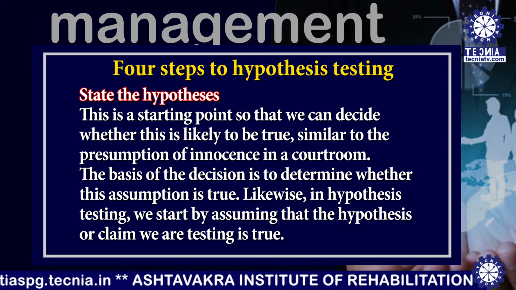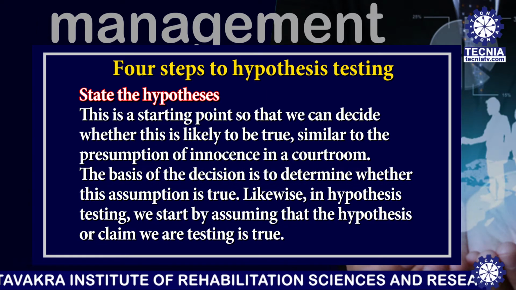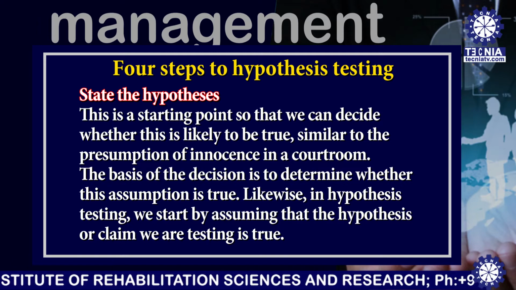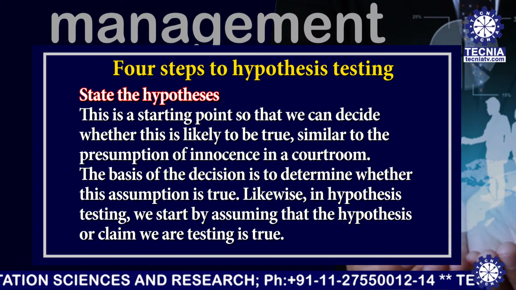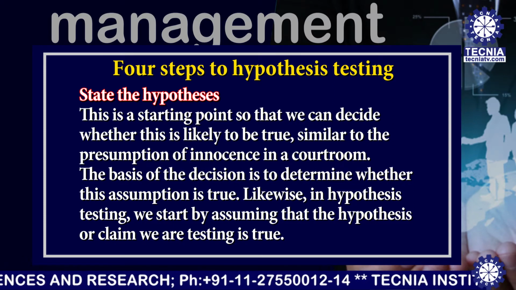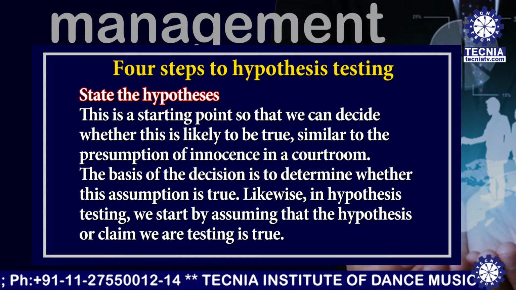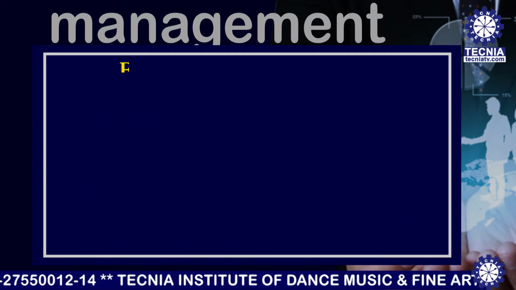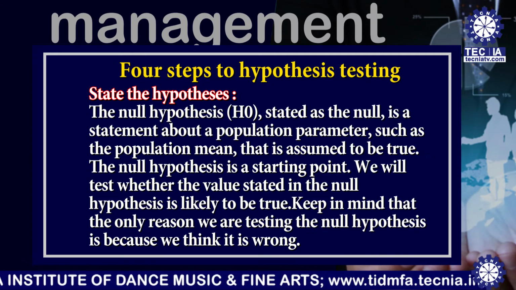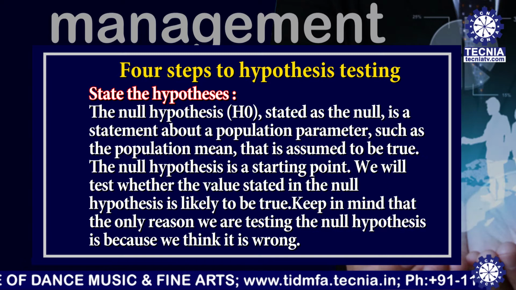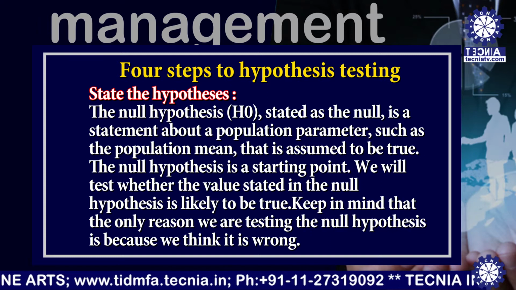The basis of the decision is to determine whether this assumption is true. Likewise, in hypothesis testing, we start by assuming that the hypothesis or claim we are testing is true. This is stated in the null hypothesis. The basis of the decision is to determine whether this assumption is likely to be true. The null hypothesis H0, stated as the null, is a statement about a population parameter, such as the population mean, that is assumed to be true.